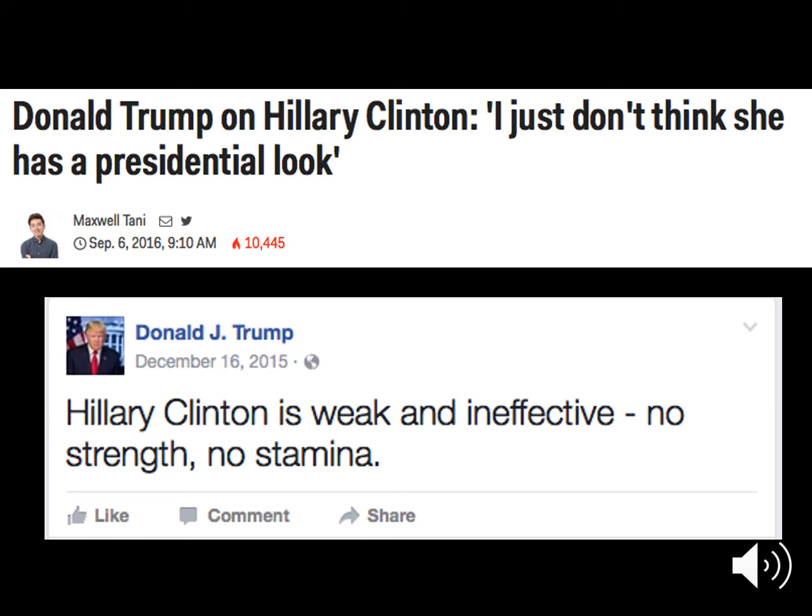So if you go back to the last presidential election, you will see numerous times in which Donald Trump talked about Hillary Clinton not having a presidential look, or referring to Clinton as weak and ineffective with no strength or stamina. And here you hear those echoes about political life being too wearing to women, or that women lacked the political power to enforce their vote.